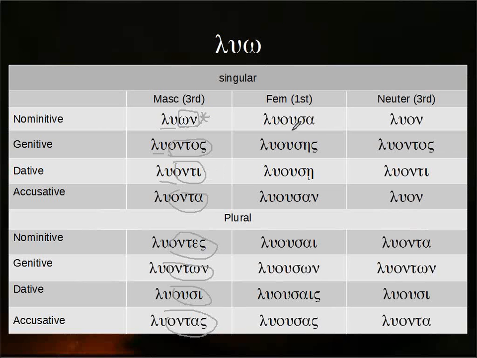Now, for the feminine, what we have here is the stem, okay? And then after the stem, we have this omicron upsilon sigma that occurs in all the forms, okay? So just keep that in mind. Keep that in mind. Okay? And then all it is simply the first declension endings.